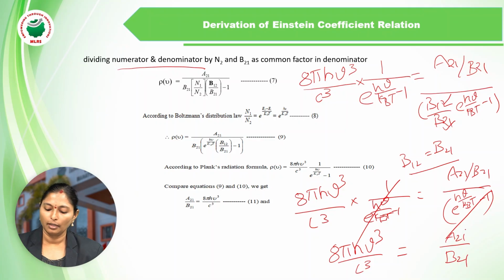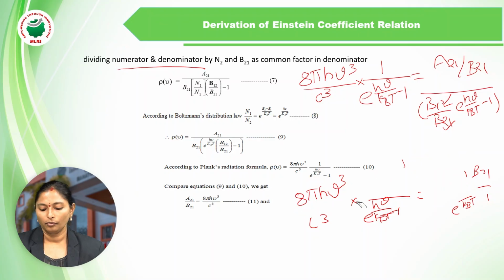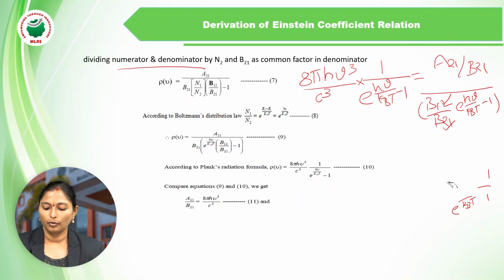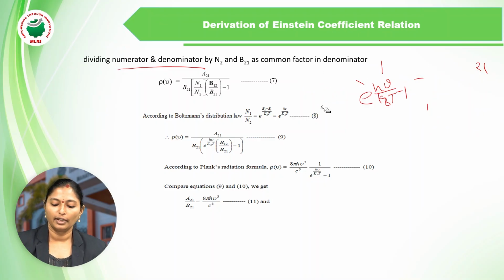Now what are we getting? The spontaneous emission rate to the stimulated emission rate, 8 pi h nu cube by c cube. So, what conclusions are we going to get from this? A21 by B21 equal to 8 pi h nu cube by c cube. Here pi is a constant value, h is a constant value, c the velocity of light is a constant value.